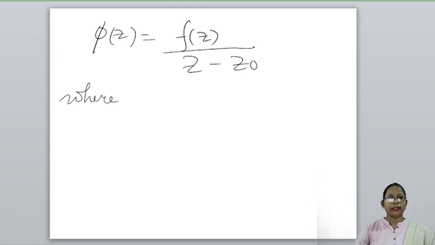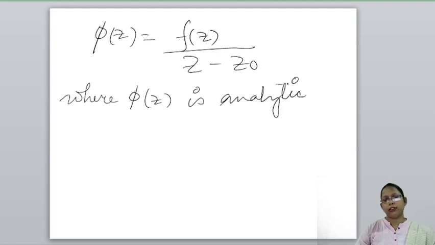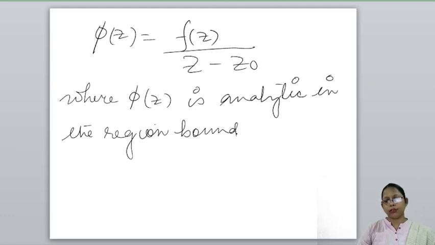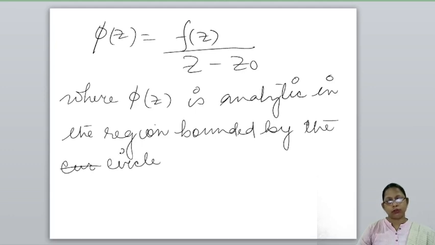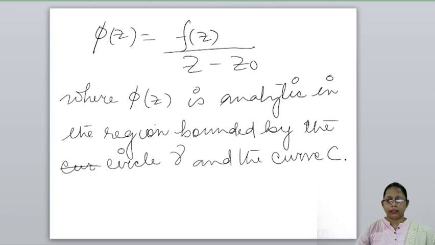So write that phi(z) is analytic in the region bounded by the circle gamma and the rectifiable Jordan curve C.